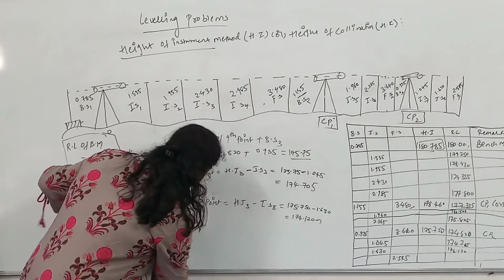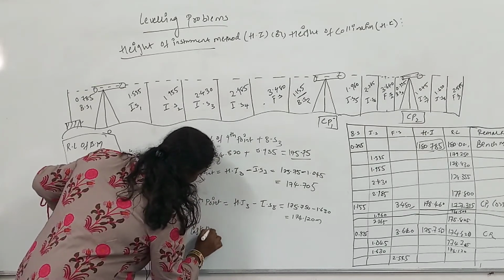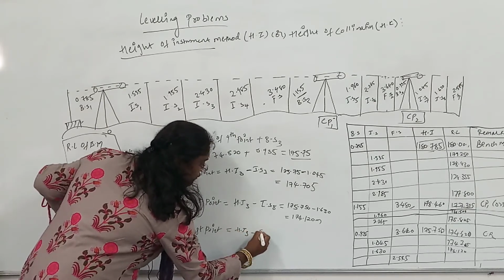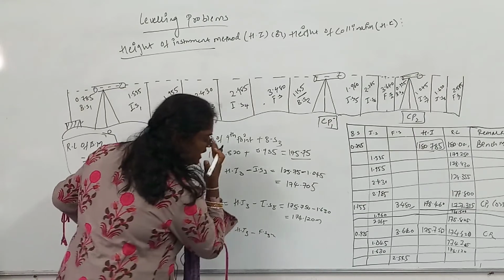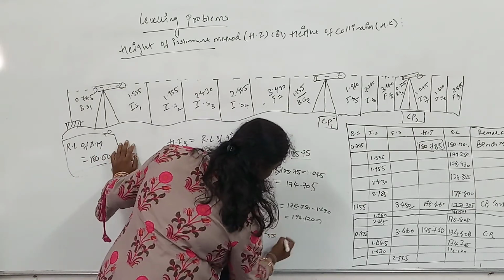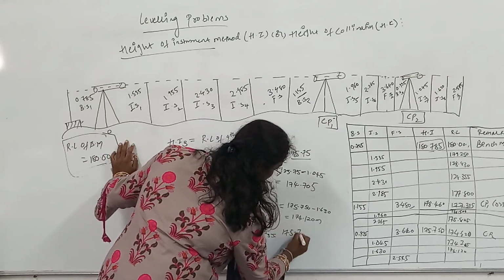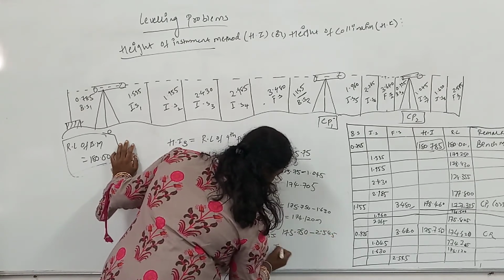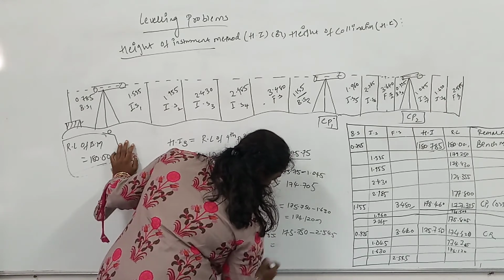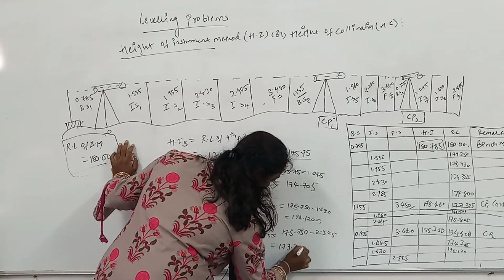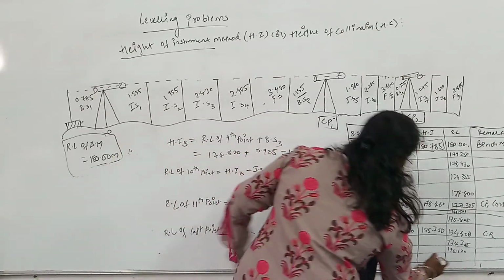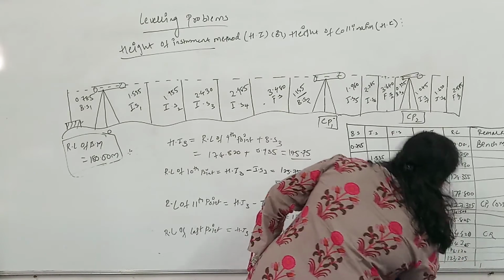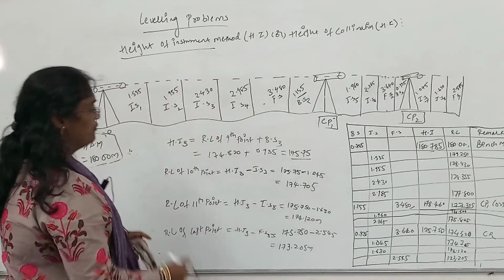Next, RL of the last point. RL of the last point is height of instrument 3 minus foresight 3. What is the value? 175.750 minus 2.545 is 173.205. Right, these are all the values we have got.